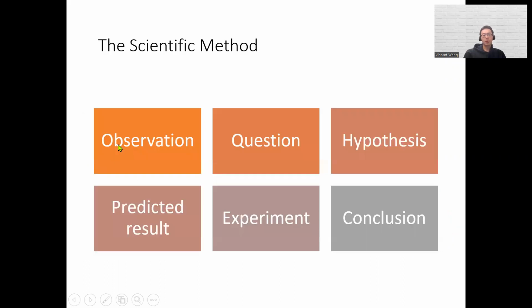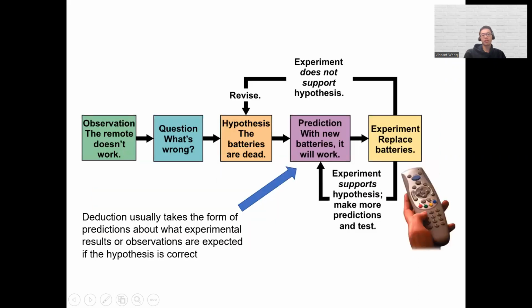Okay? So after observation, we have questions about the observation. So in this case would be, what is wrong? Right? What's wrong with the remote? That's probably your first instinct, right? And you want to try to answer your own question, right? You have some guesses as to what is wrong with the remote, maybe from past experience, okay? Maybe just from intuition. And so in this case, a possible reason is that the batteries are dead.